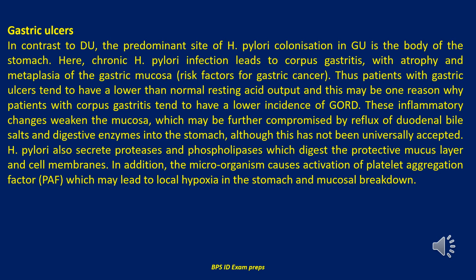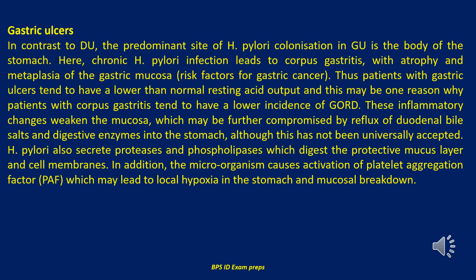Next we will discuss gastric ulcers. In contrast to duodenal ulcers, the predominant site of Helicobacter pylori colonization in gastric ulcers is the body of the stomach. Here, chronic Helicobacter pylori infection leads to corpus gastritis with atrophy and metaplasia of the gastric mucosa, which is a risk factor for gastric cancer. Thus, patients with gastric ulcers tend to have a lower than normal resting acid output, and this may be one reason why patients with corpus gastritis tend to have a lower incidence of GORD.